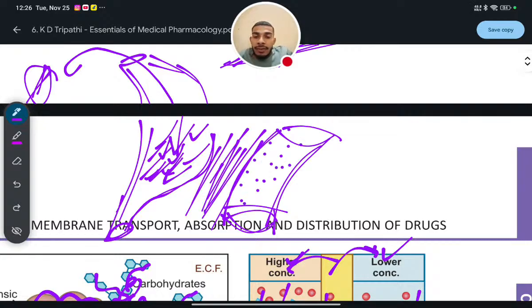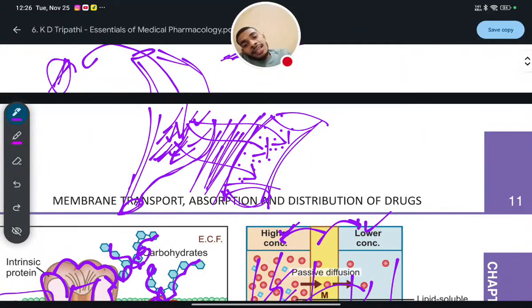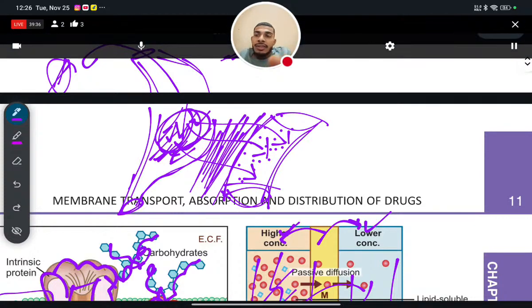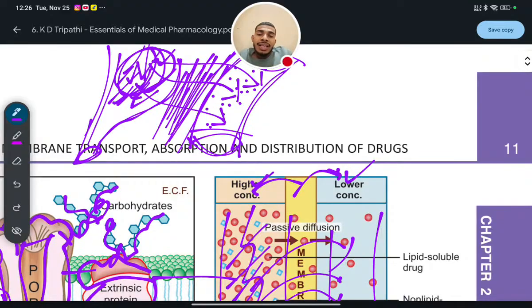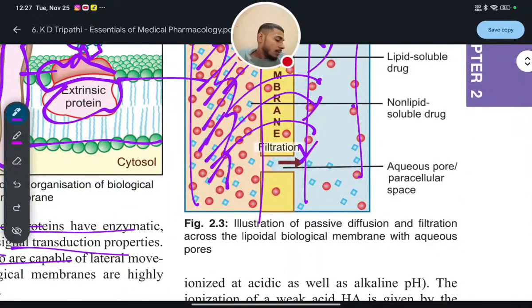Now what will happen? From high concentration to low concentration, these drugs will be transported through passive diffusion. Why passive diffusion? Since this is the lipid layer and the drugs are also non-polar, and non-polar dissolves in non-polar, that's why non-polar drugs are very easily transported from the site of administration to the site of absorption. So that's why most drugs are manufactured in non-polar condition only.